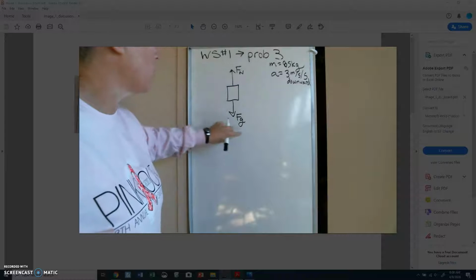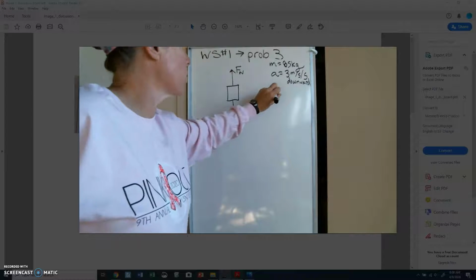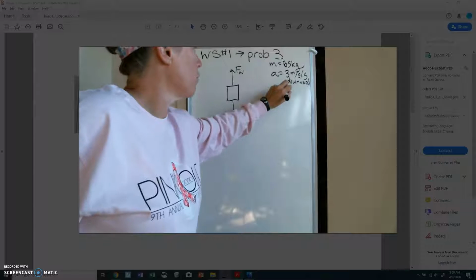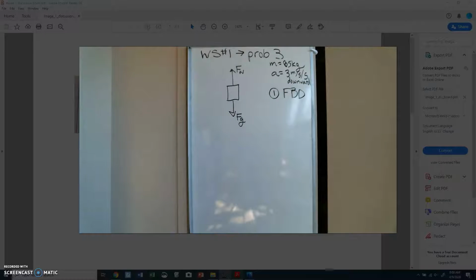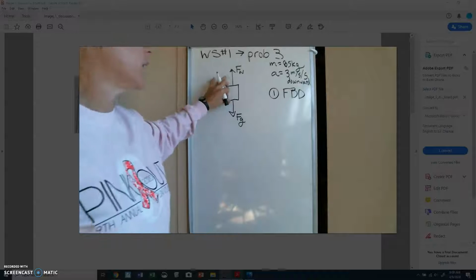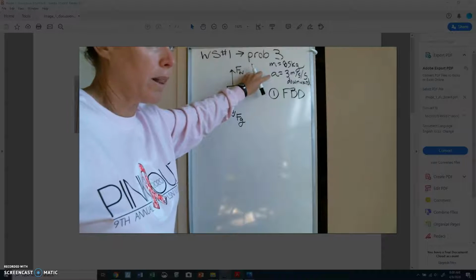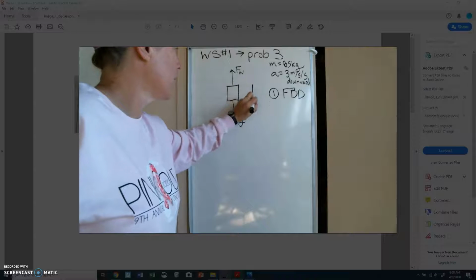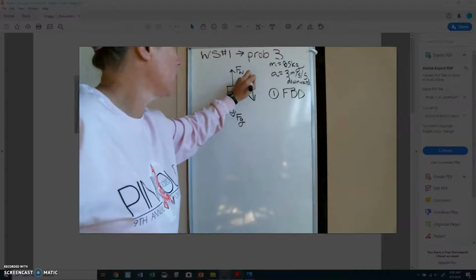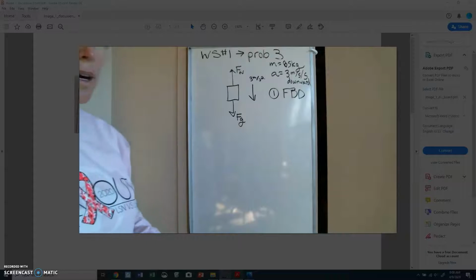Now, the first step always, one, free body diagram. That's your first step. When we're in a place with acceleration, we need to note which way that acceleration is. And so downward, right? 3 meters per second squared downward.